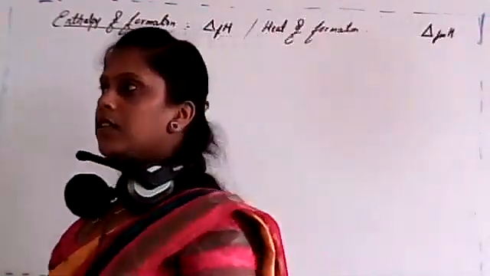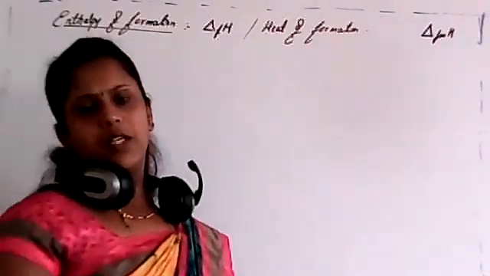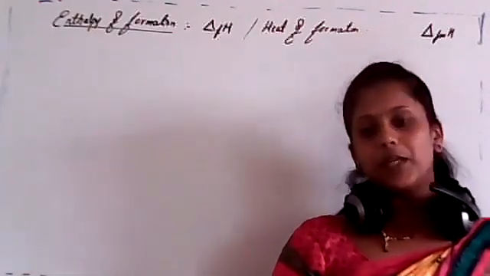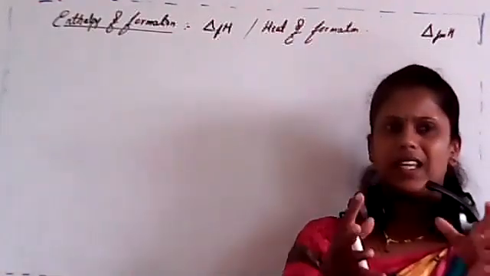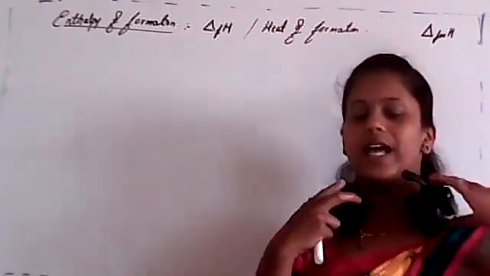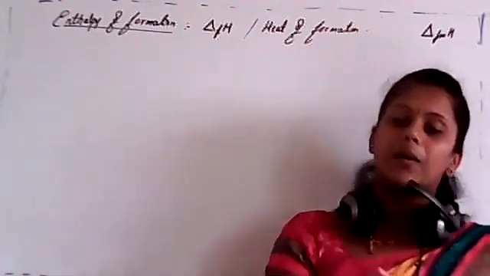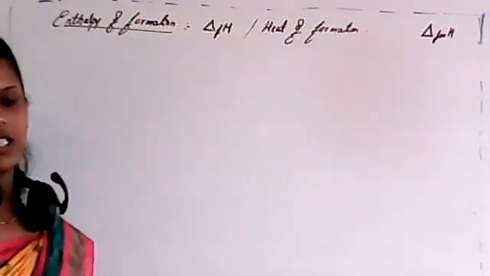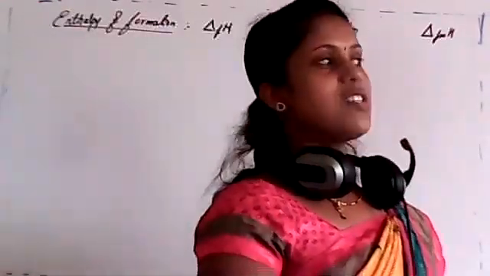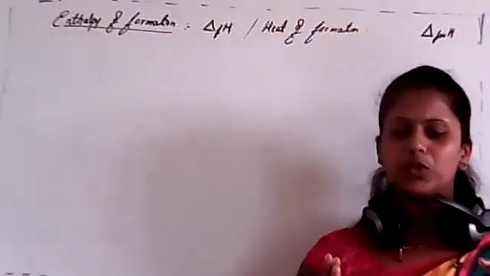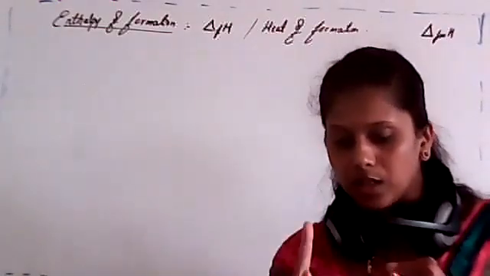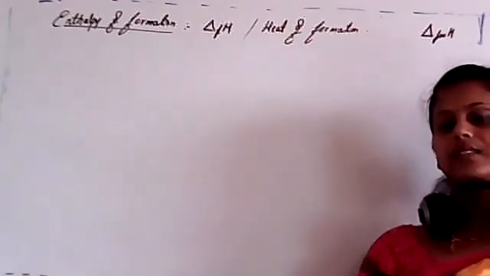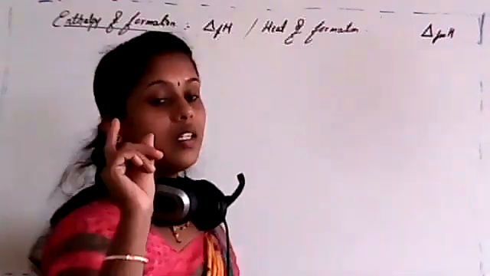In chemistry, we study the formation of compounds, isn't it? We study the formation of any substance or compound, whatever molecules or atoms combine together and form. So the question is, what is heat of formation? It is a change in enthalpy. It is the change in enthalpy that occurs when 1 mole of compound is formed from its elements. This one is very important.